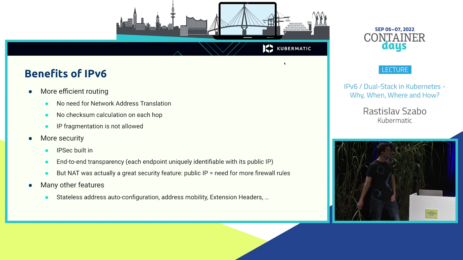There are many other features, like stateless address auto-configuration, something that can potentially replace DHCP in IPv6 networks, IP address mobility, which we can reuse in mobile networks, and extension headers, an extension mechanism that is built into the protocol and can be used for extending the protocol for further use cases.